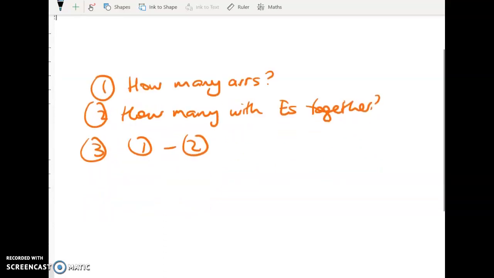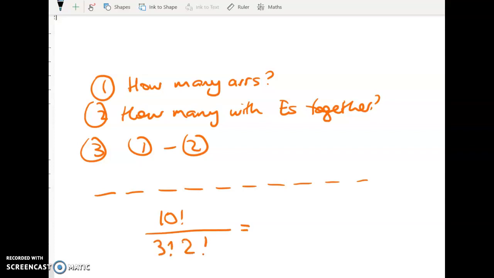So how many arrangements are there altogether? Well, we've got 10 letters, 6, 7, 8, 9, 10. So that means we've got 10 factorial ways to arrange the letters. But again, we have to get rid of the doubles. So we've got 3 M's, so divide out by 3 factorial, and we've got 2 E's, divide out by 2 factorial. That gives us a whopping 302,400 ways for that bit.